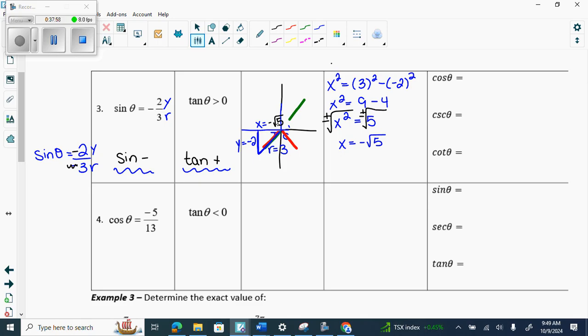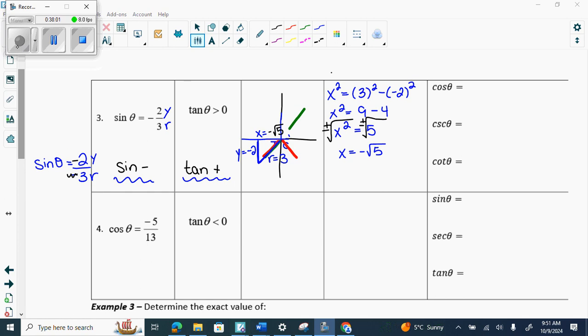So you guys do 3 and 4. Okay, you guys keep working through, but I'm going to show what the answer is. So cos is x over r.